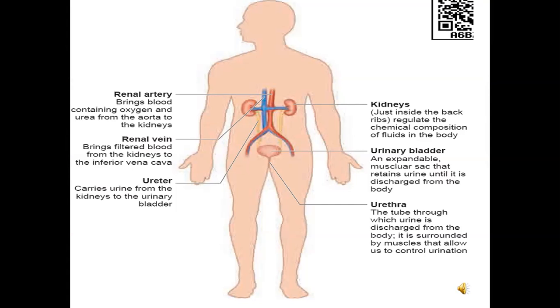Urinary bladder, an expandable muscular sac that retains urine until it is discharged from the body. Next, ureter carries urine from the kidneys to the urinary bladder. Last, urethra, the tube through which urine is discharged from the body. It is surrounded by muscles that allow us to control urination.